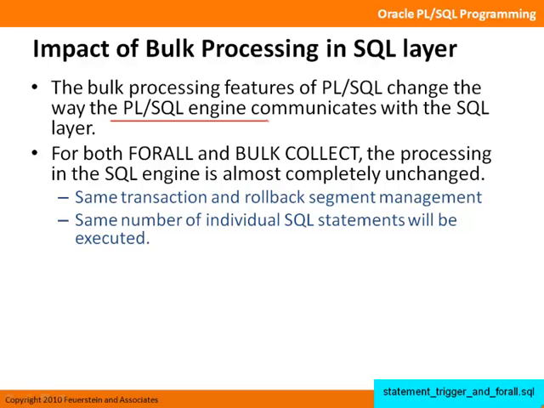As a result, as you might expect, the processing in the SQL engine is almost completely unchanged. In other words, if you were having problems with rollback segments before, you will still have problems with rollback segments after you introduced FORALL. If you had a problem with snapshot too old with your cursors, quite likely you'll run into the same kind of problem as before. So the SQL behavior is the same as it was. And in fact, the same number of individual SQL statements will be executed. So the SQL engine behavior is largely the same.